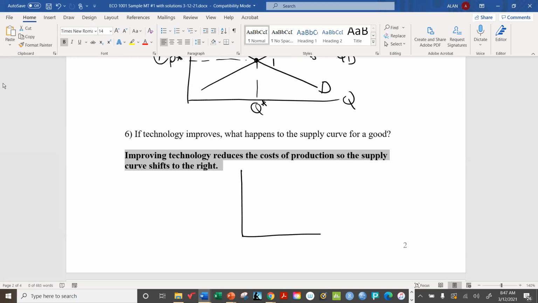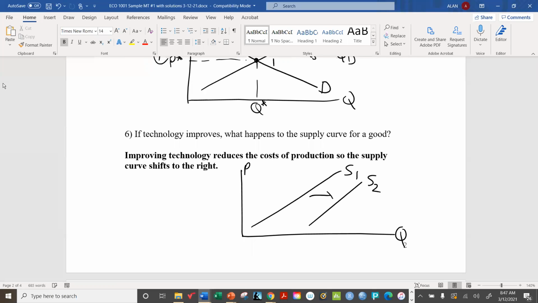Okay, so, and again, it doesn't ask for a picture, but I'm going to give you one. Okay, because it's now more profitable to make this product, given that the costs of production are lower. Very good.